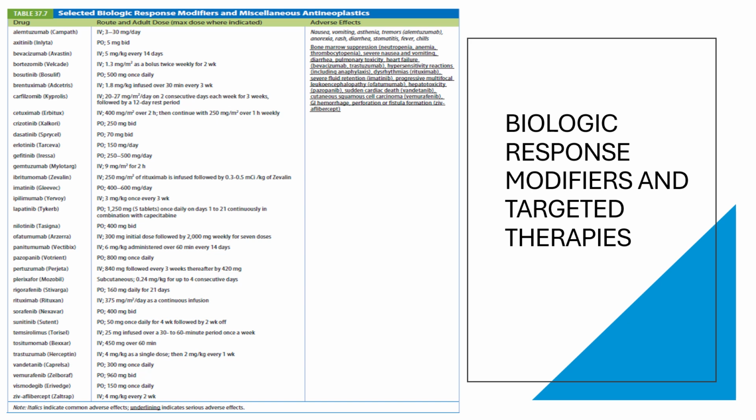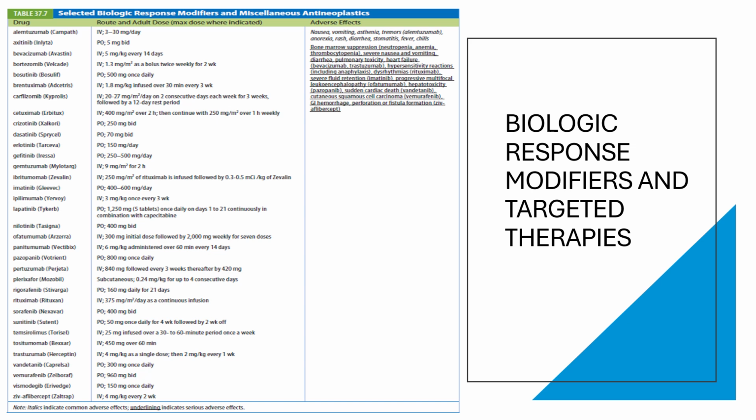Biologic response modifiers and targeted therapies. Biologic response modifiers are drugs that are used to enhance the ability of body defenses to destroy cancer cells. BRMs include interferons, interleukins, and certain other cytokines. Some drugs in this class are immunostimulants.